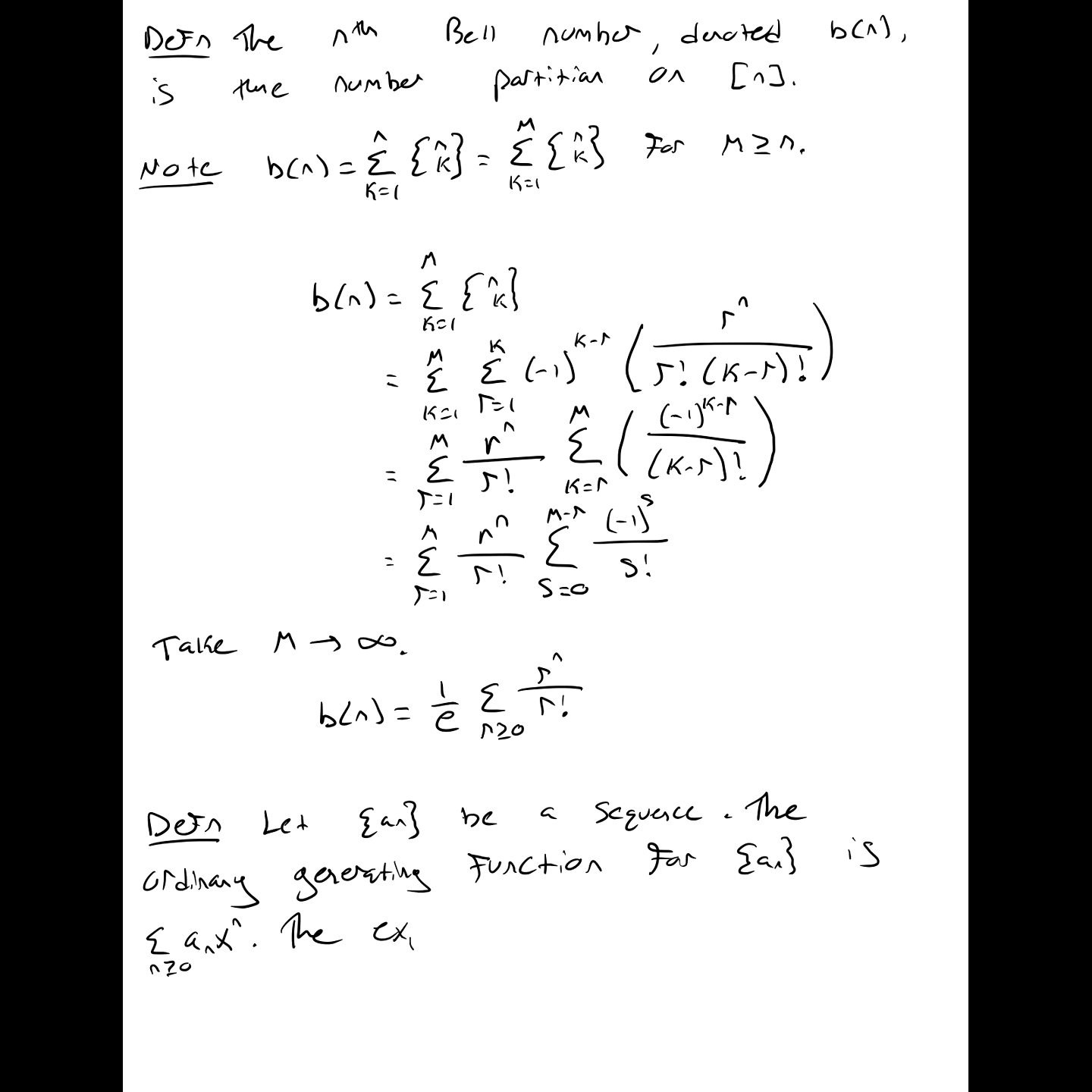The exponential generating function, on the other hand, for the same sequence a sub n, looks very similar. We're still going to range from n equals 0 to infinity, but we're going to put an n factorial in the denominator, so a sub n over n factorial times x to the n. We'll go to a new page.